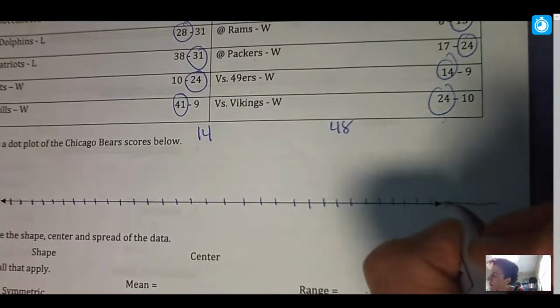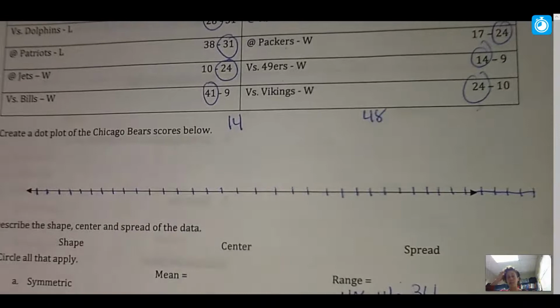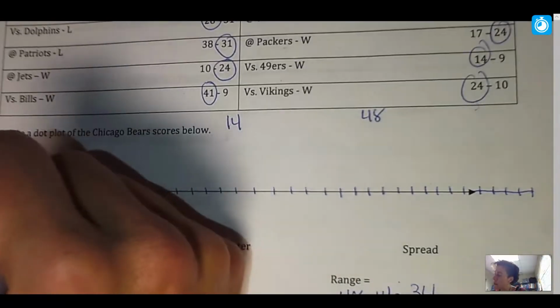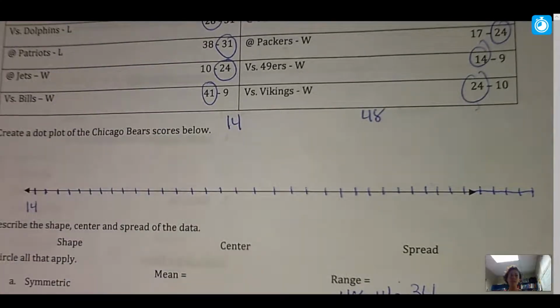Okay, I got to go further. All right, that's working for me. It's okay that I go over. This is just a suggested number line. So my lowest number is going to be 14. And then because these are really close together, what I don't want to do is put all the numbers.